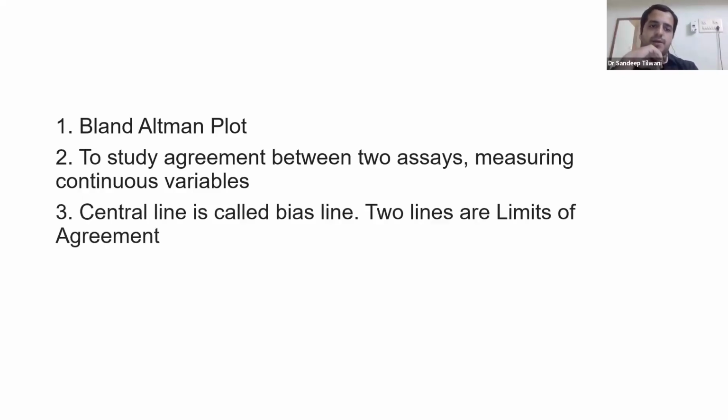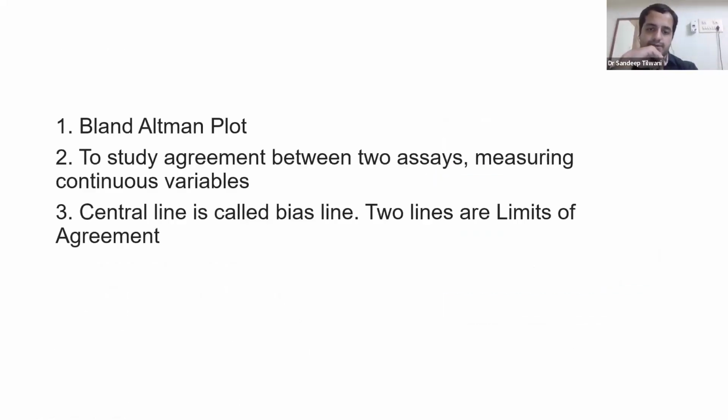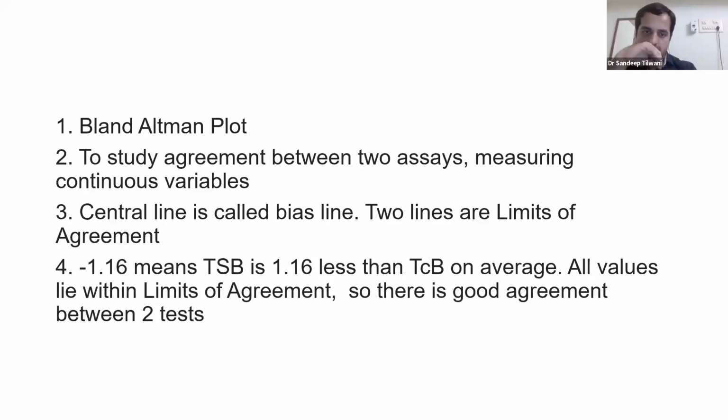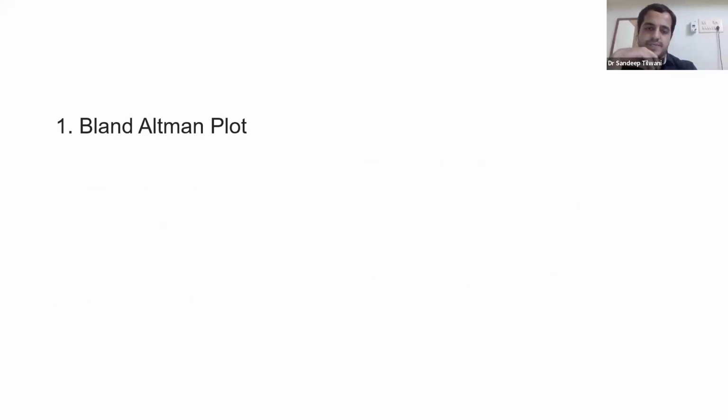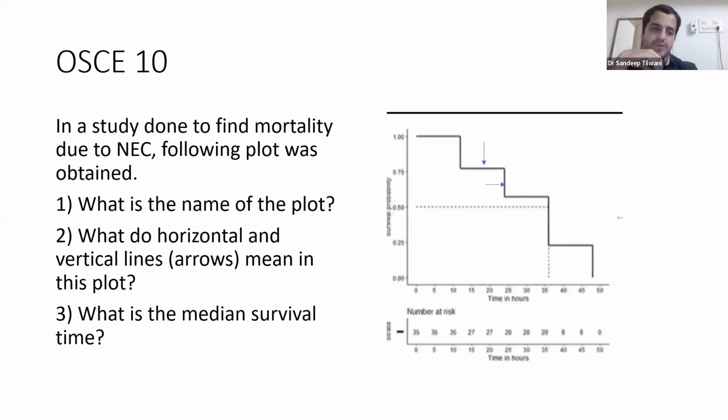If you see in this plot, there are three lines. The central line is called the line of bias or the bias line, and the two extremes are called the lines of agreement. So the central line is the bias line, and the two lines are called the limits of agreement. If I want to interpret this plot, the central line has a value of minus 1.16. So what does this minus 1.16 mean?